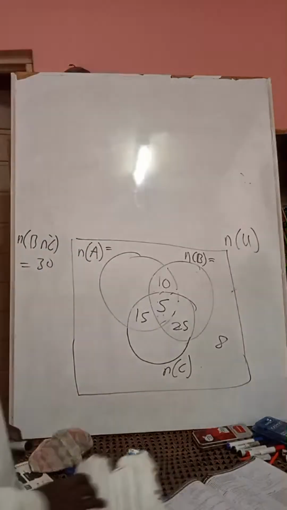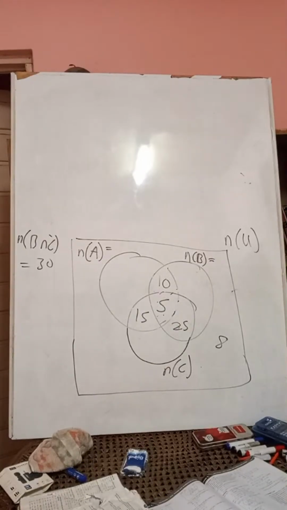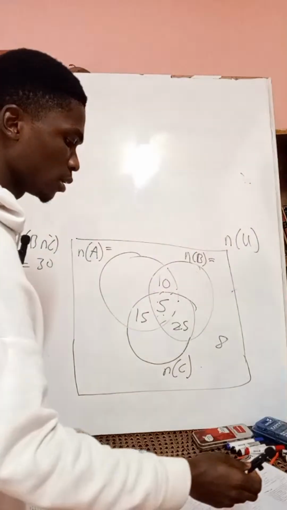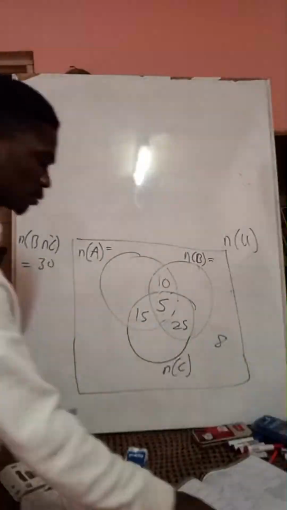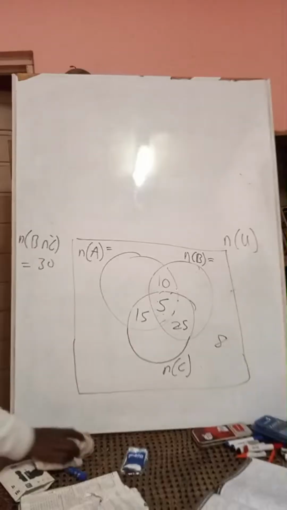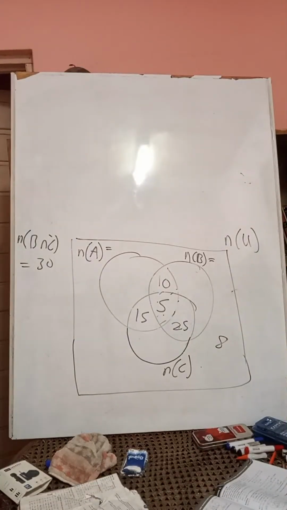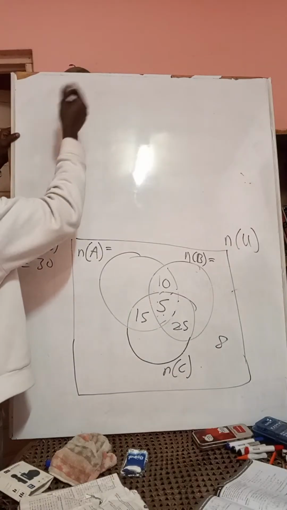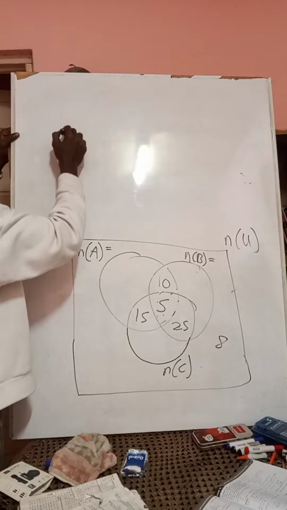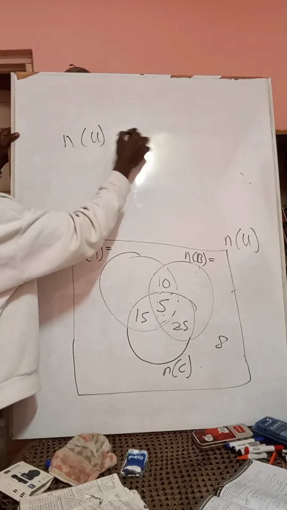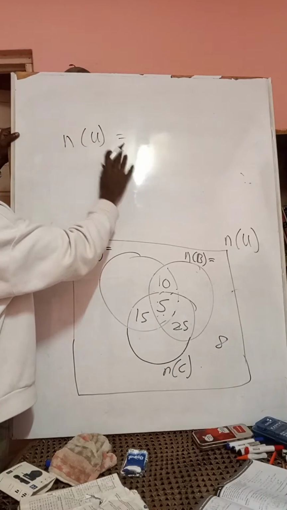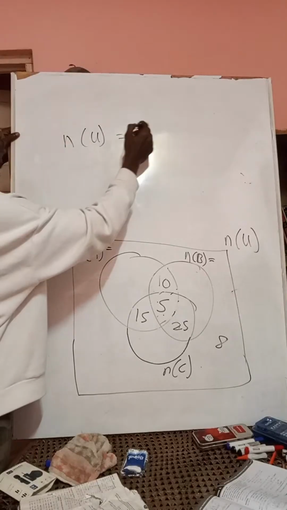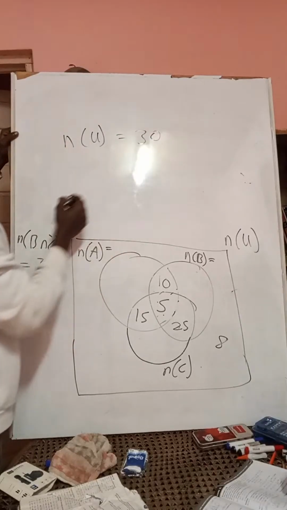So Diana, read it out. You take the microphone, then read it. There are 30 students in a class. 20 of them play football. There are 30 students in a class, so it means number of U. This is what you should be writing when you are solving a question. Number of U equals 30.